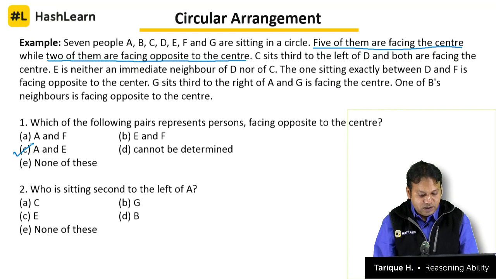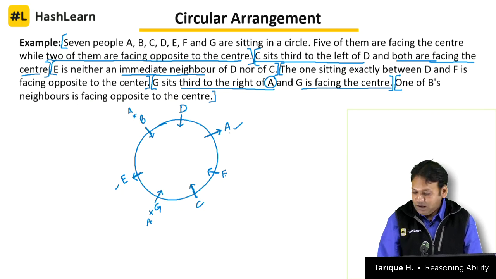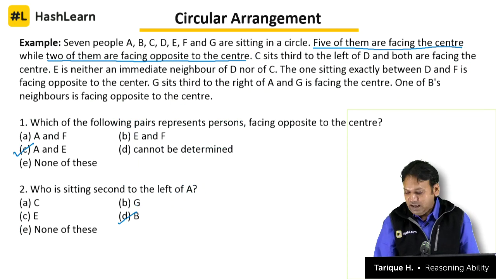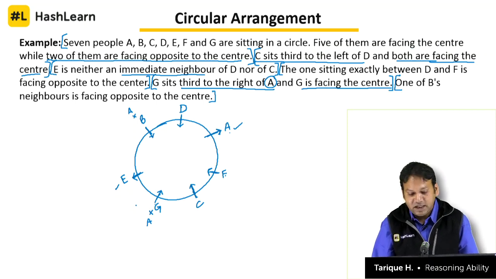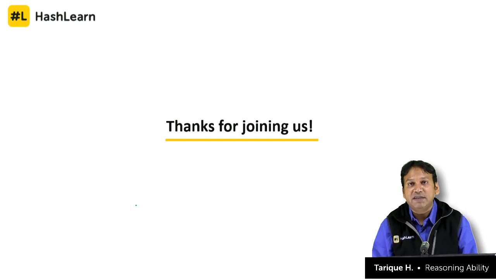And then 2, who is sitting second left of A? So if you go to the question here, second left of A, first left, second left, that's B. So second left of A is B. Both questions are done, and this we have completed. So I have shown to you one example for linear seating arrangement, 2 examples for circular seating arrangement, right? And also explained to you what are different types of questions that can come from seating arrangement.